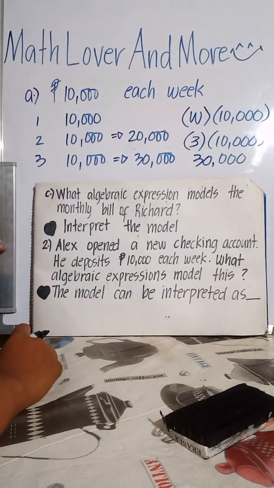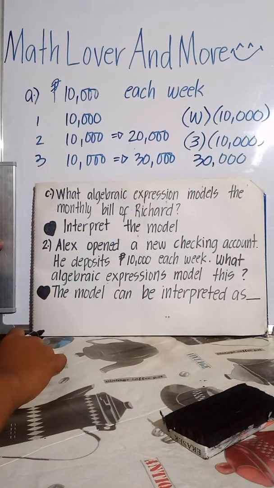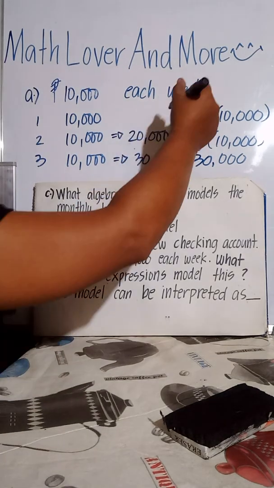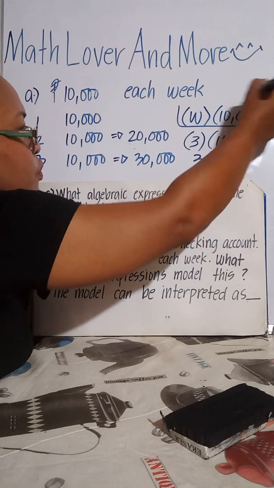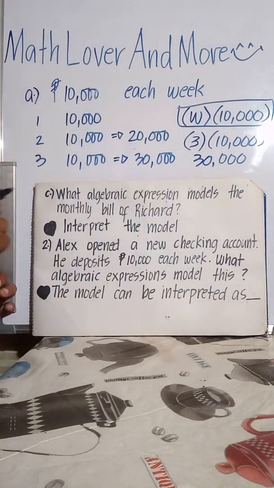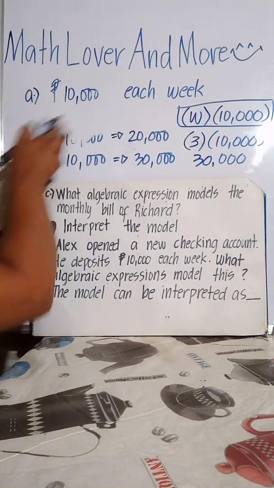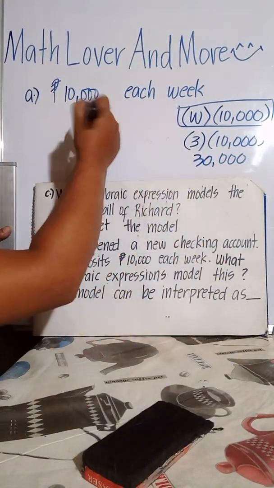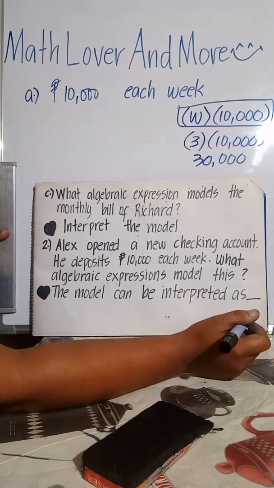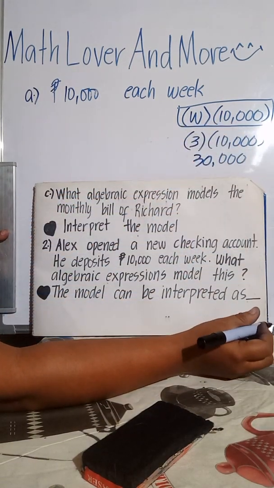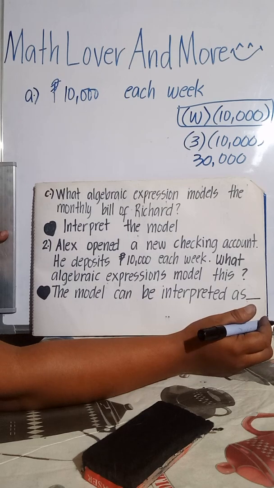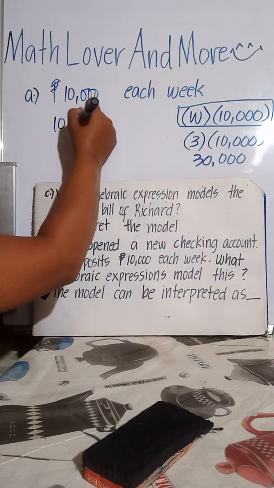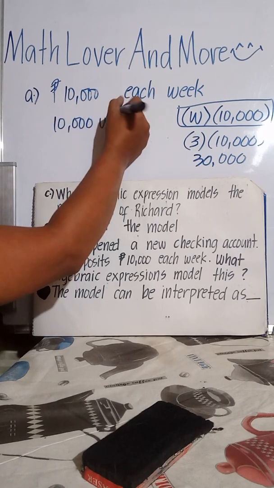And so, our algebraic expression that can model this situation is this one. Or we can have the final answer for the algebraic expression here. That will become W times 10,000. We are asked to write first the constant or the number and then the letter. So that becomes 10,000 W.